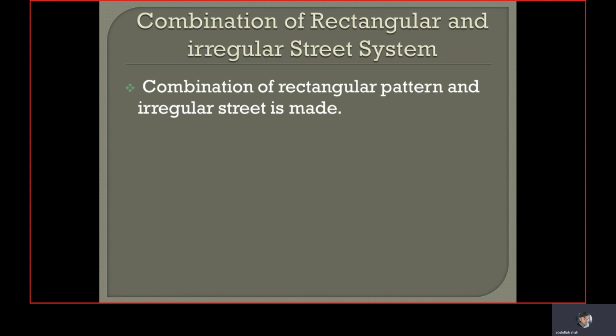Combination of rectangular and irregular street system. This is the last category of the street system. Let us look at what a combination of rectangular and irregular street system is. When it is difficult or too costly to improve the existing irregular street system, then it is combined with the rectangular street system. Thus, the new street system formed has both the features of old and new street patterns. It will help in overcoming the loads of traffic on the streets.